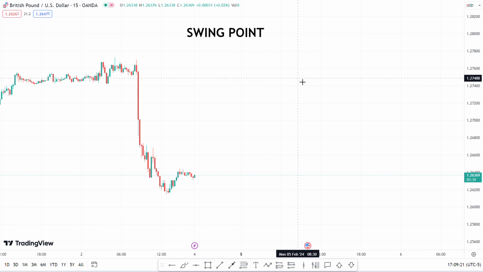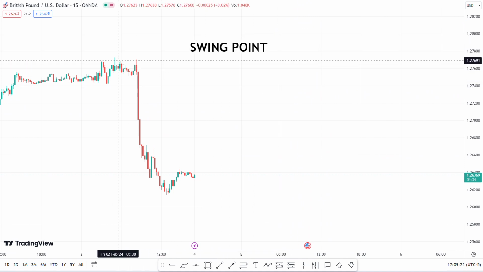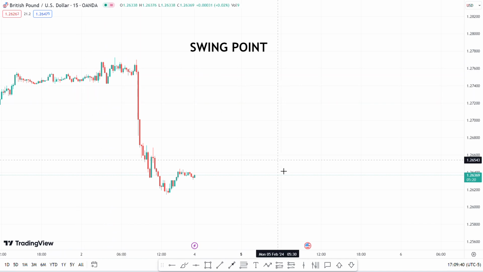The importance of this is it shows where the areas of liquidity are, because stops and orders get put in above or below swing points. So there's a swing point, here's a swing point, and more swing points. Okay, get it.